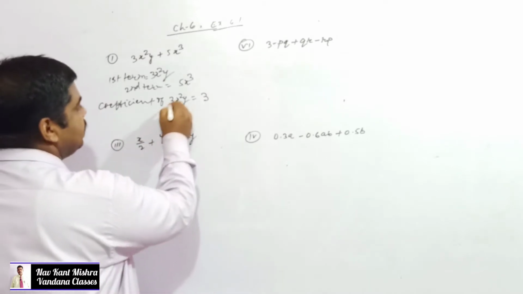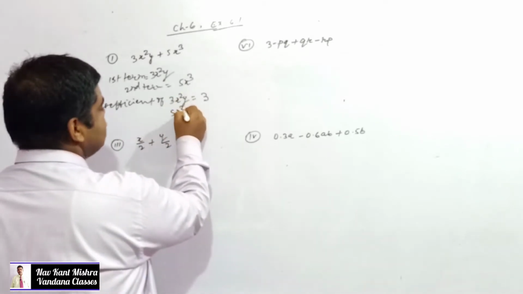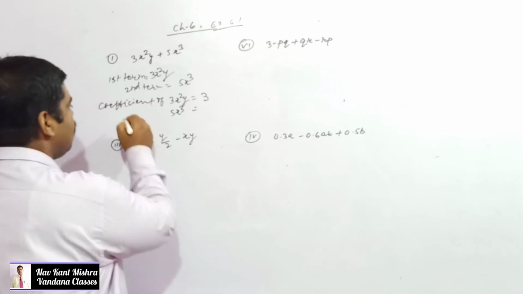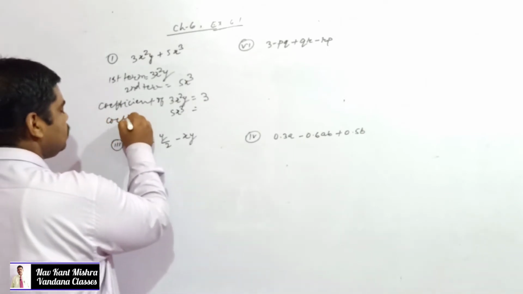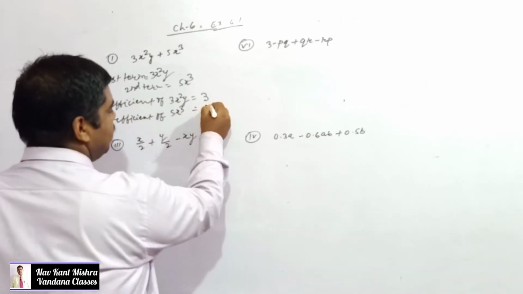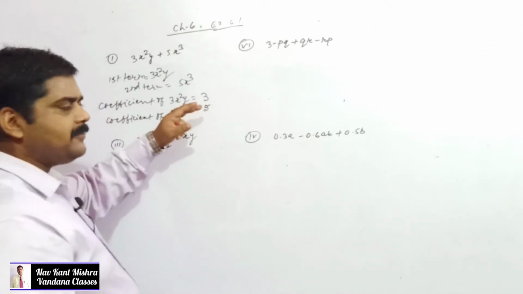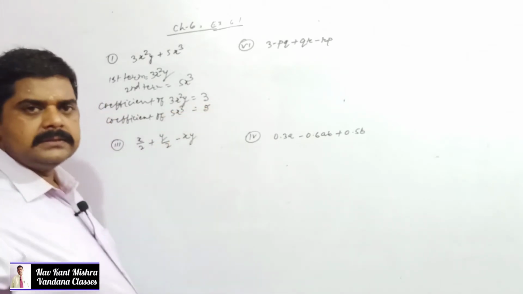And similarly, in the case of 5x cube, what is the coefficient of 5x cube? That is 5. Similarly, you have to write in all the cases.